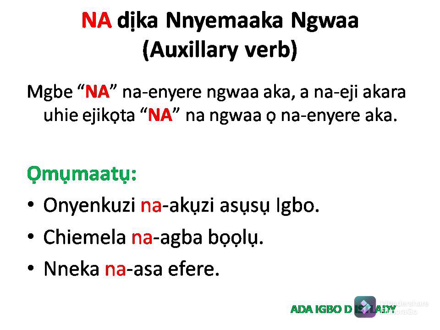The next one is when na is functioning as auxiliary verb. Nyemaka ngwa or enyemaka ngwa. How to write it is this. You use hyphen to join the na with the verb is assisting in that sentence. Ka esi ede ya bụ na a na-eji akara uhie ejikọta na ngwa ahụ ọ na-enyere aka. Ọmụmatụ. So let's look at the examples. Onye nkụzi na-akụzi asụsụ Igbo. Chiemela na-agba bọọlụ. Nneka na-asa efere.